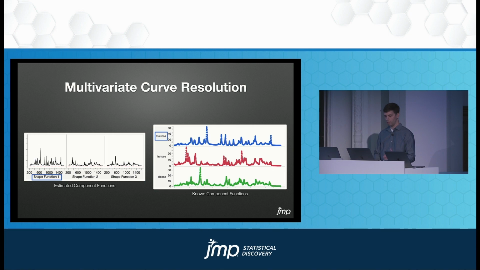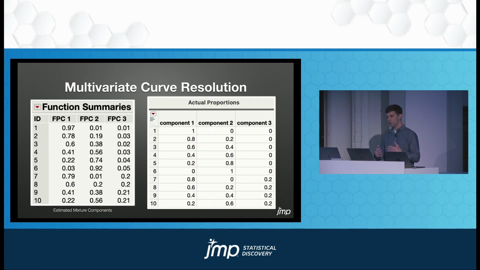So shape function 1 is representing fructose, shape function 2, lactose, and 3 with ribose. Along with a shape function, we're going to get functional principal component scores. In the case of multivariate curve resolution, these component scores are representing these mixing proportions. So when combined with those shape functions, we're going to be able to approximate the functions that we observe.